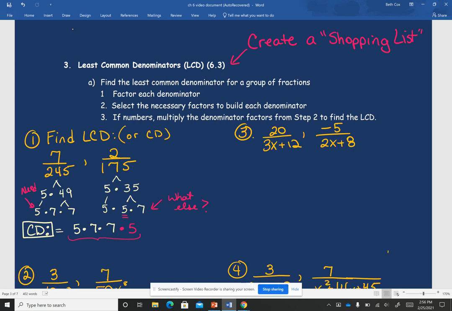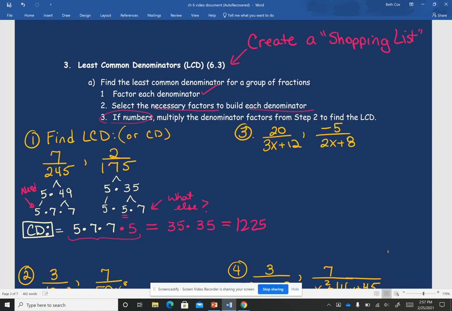So now, factor each denominator, select the factors necessary to build each denominator, and then if these guys are numbers, multiply them. So I get 35 times 35, which I don't know what that is. I'm going to have to look it up. Or think really hard and fast. 35 times 35 is going to be 1225.